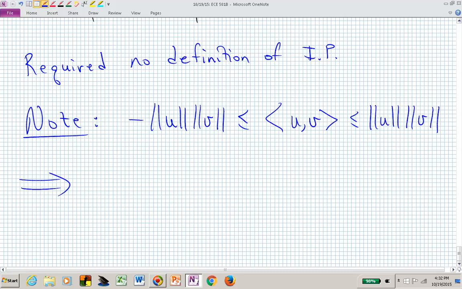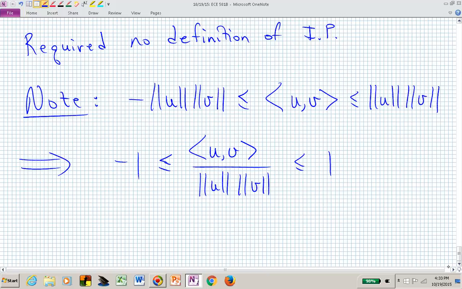What do we end up with on the left? If we divide that by the norm of u times the norm of v, minus 1. So now we have minus 1 is less than or equal to the inner product of u with v divided by the norm of u times the norm of v, and this is now less than or equal to 1. We now have a quantity that's bounded between 1 and minus 1.